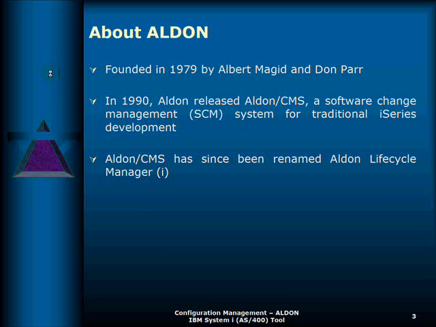ALDON was founded in 1979 by Albert Magid and Don Parr. So as you can see, the company name has been derived from the first names of the founders. ALDON CMS, a software change management system for the traditional i-series development, was released in 1990. ALDON CMS has since been renamed ALDON Lifecycle Manager. ALDON is a very important and efficient tool for managing the software development and implementation process of a product.